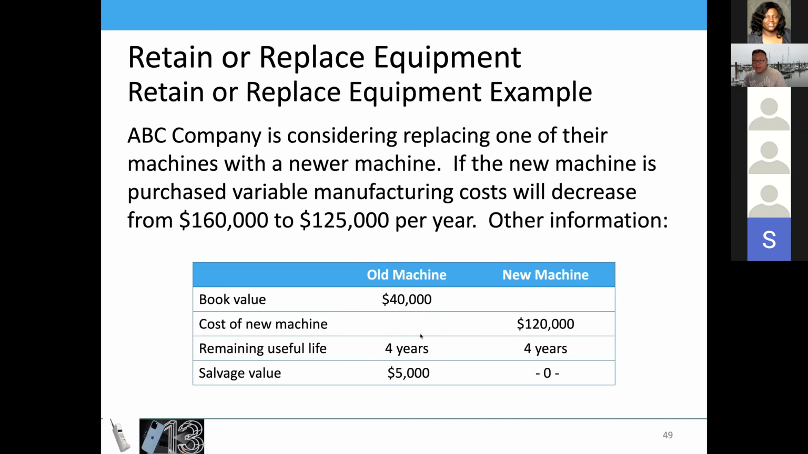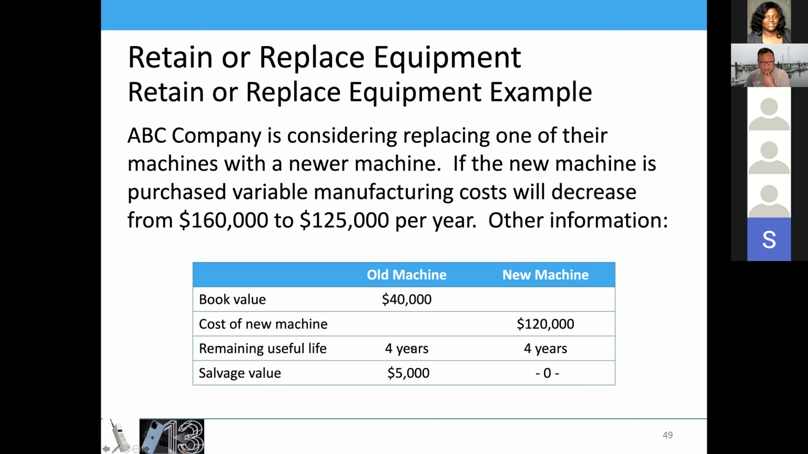Cost of your new machine matters. If it costs an arm and a leg, you probably won't buy it. Here, it costs 120,000. Remaining useful life is 4 years. The old machine can still be used for another 4 years, and the new machine also has 4 years of useful life. Salvage value: after 4 years, you can sell the old machine for $5,000. The new machine, that's the scenario Nima was asking about, is worthless at the end.